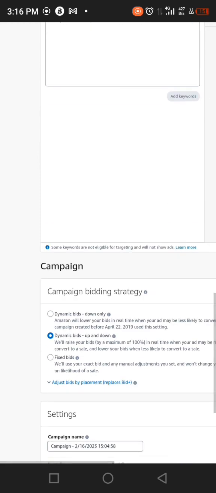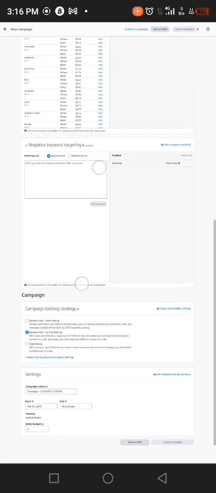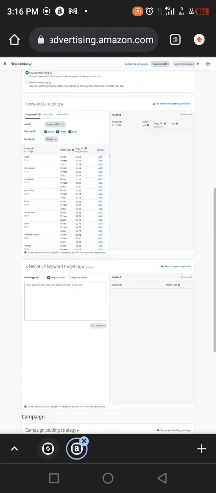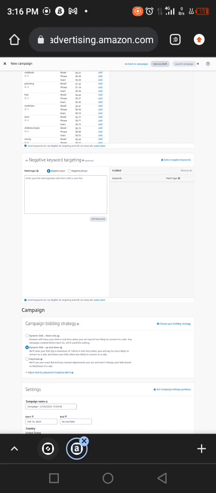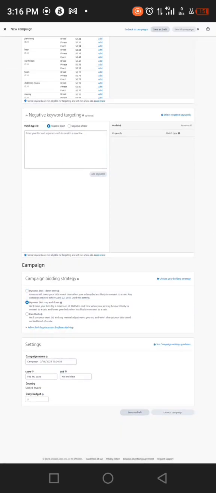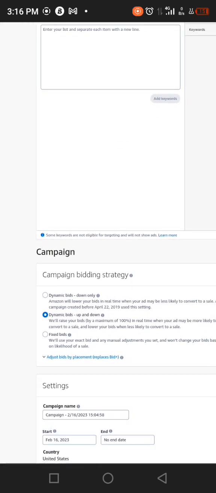So yeah, campaign bidding strategy. I'll have to zoom this in again so you can see what it looks like. Yeah, this is where we are now. Campaign bidding strategy is where we're talking about the amount of money that you are planning to spare for this advert. Okay, dynamic bids down only.